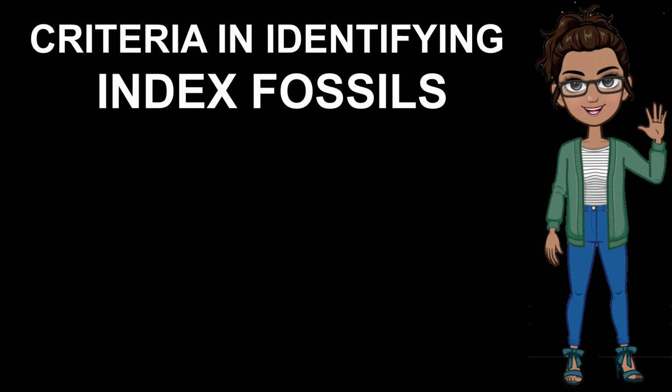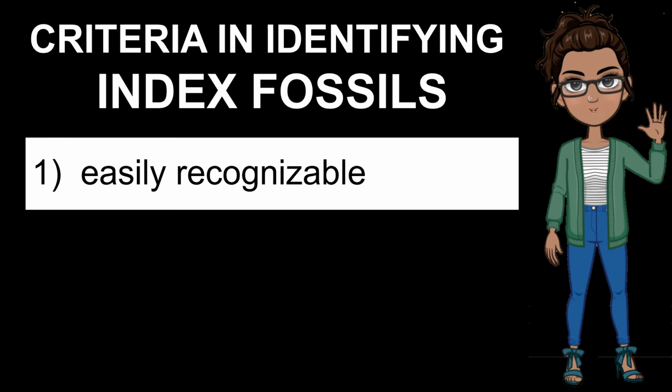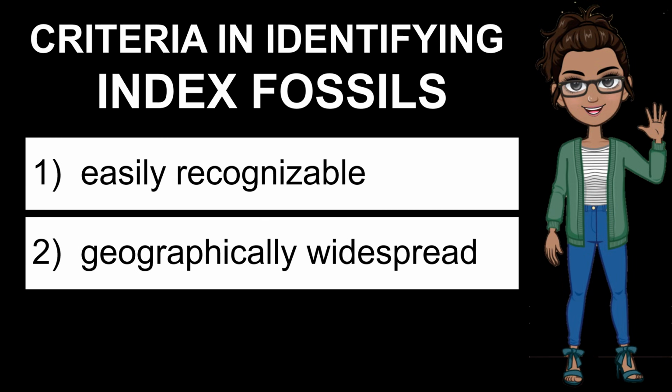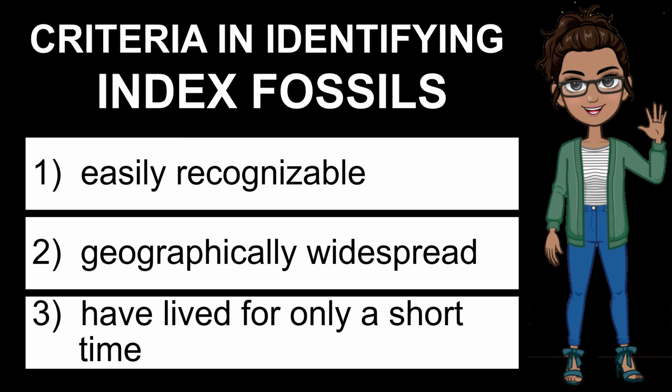Criteria to be considered in identifying index fossils include: Number 1, the fossilized organism must be easily recognizable, and it must be easy to identify because of its uniqueness. Number 2, fossils must be geographically widespread or found over large areas so that it can be used to match rock layers separated by huge distances. Number 3, fossils must have lived for only a short time so that it appears in only a horizontal layer of sedimentary rocks.